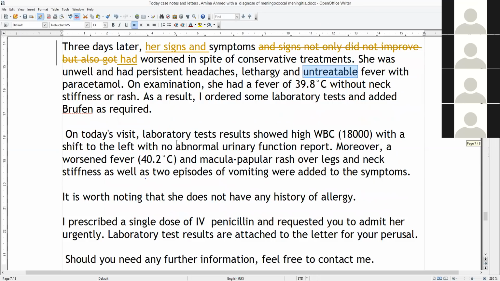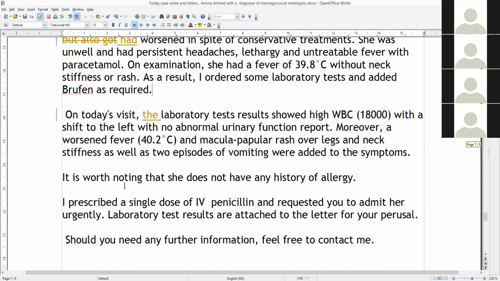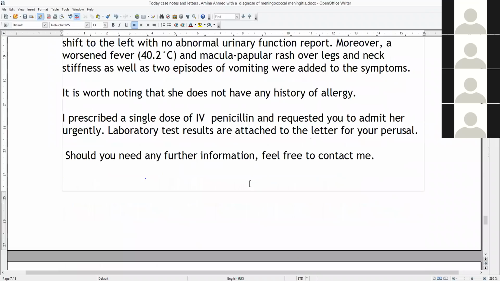Today's visit lab test results showed high WBC. Spell it out. Don't write abbreviations. Two episodes of vomiting were added to the symptoms. Worth noting. He doesn't have any history of allergy, and that's worth noting because single dose penicillin, and requested you to admit urgently. Okay, not too bad, not too bad.